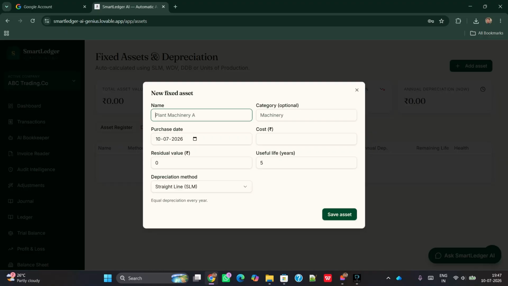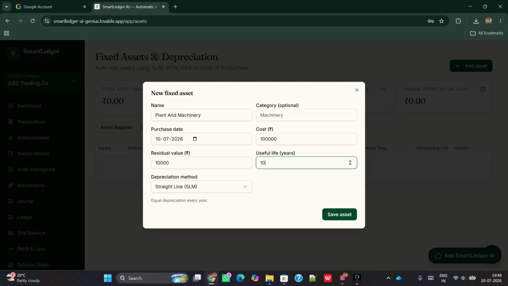So let's say we purchase an asset, plant and machinery for the business. The cost, just take as 1 lakh rupees, a machinery of 1 lakh rupees we purchased. Generally, the residual value, that is scrap value, we will take 10,000 rupees. And let's take the useful life as 10 years.